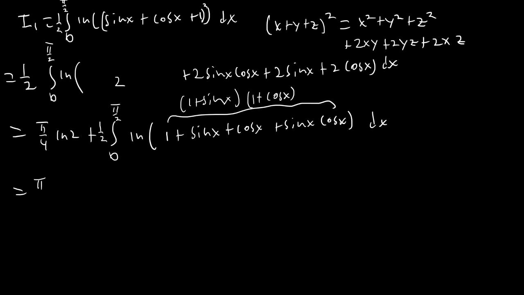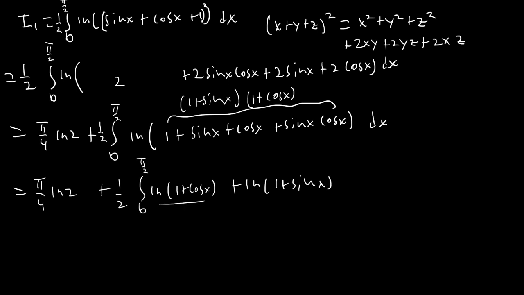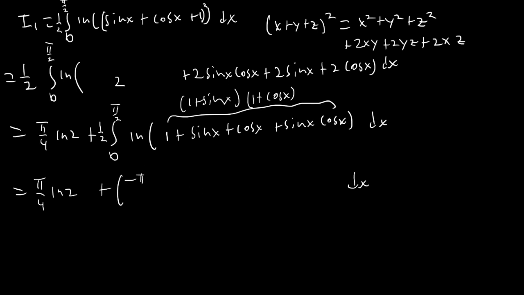So now we have pi over 4 ln 2. This is still a 1/2 in here. And note that we're going to now have plus 1/2 the integral from 0 to pi over 2 of the natural log of 1 plus cosine x plus the natural log of 1 plus sine x. And notice that both of these integrals are the same as we showed before because of King's property. So overall, since we're multiplying by 1/2, that's going to cancel. We're going to have negative pi over 2 ln 2 plus 2G, as we said before.